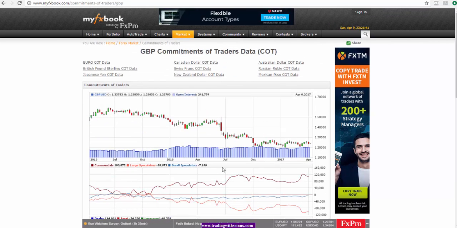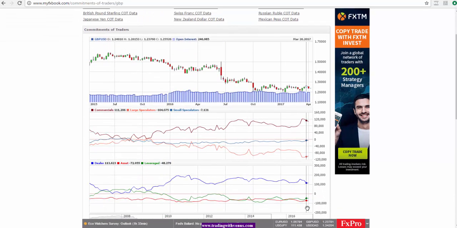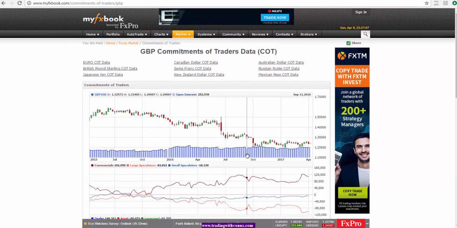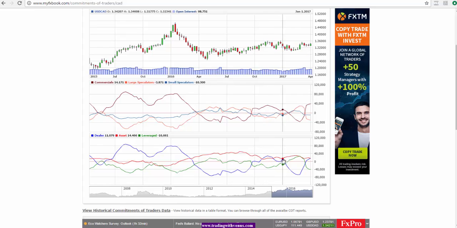Looking at pound US dollar here, we see that the leveraged money short positions have gone from 48,279. There's a slight increase in the short positions. We have gone to 49,538, as well as a slight decrease in asset manager short positions as well. So this is slightly bearish for the British pound. However, we do have a lot of data coming out for the British pound, so that needs to be kept in mind as well.